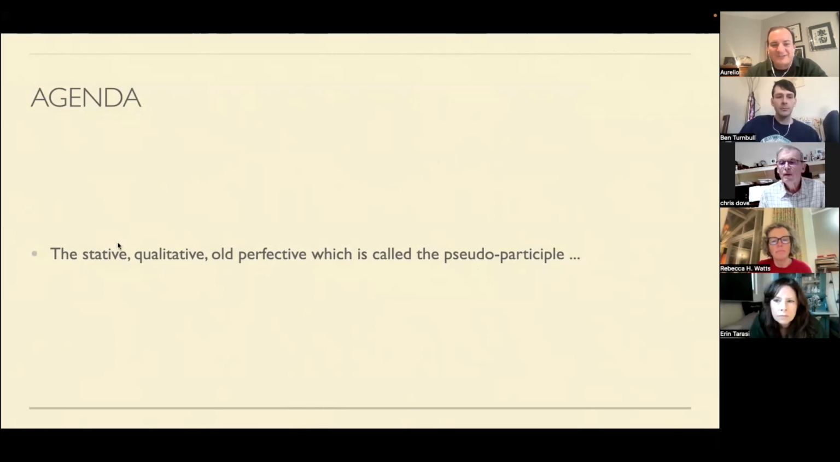So it goes by a lot of names. For today, I'll just use stative, simply because I think it expresses best what this form does. It's also what the cognate form in Akkadian is called. And yeah, all about that verb form, basically.